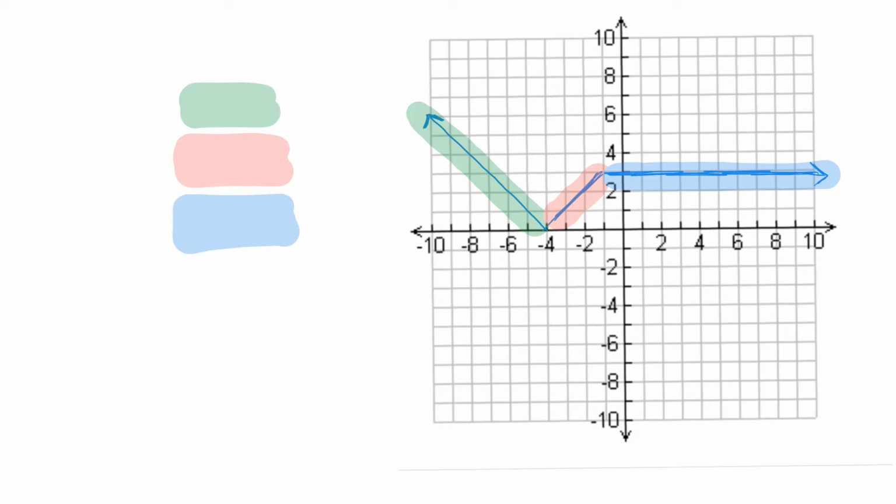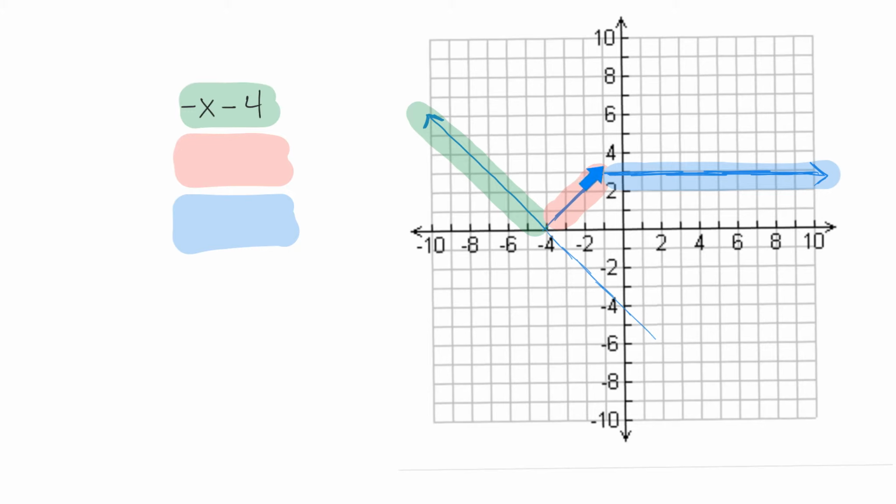Okay, so let's start with green. This is a negative slope, and it's going down 1 over 1. So the beginning of our function is going to be negative x. Where is this going to cross? I'm going to extend my line to see where it would cross, and it would cross over there at negative 4.